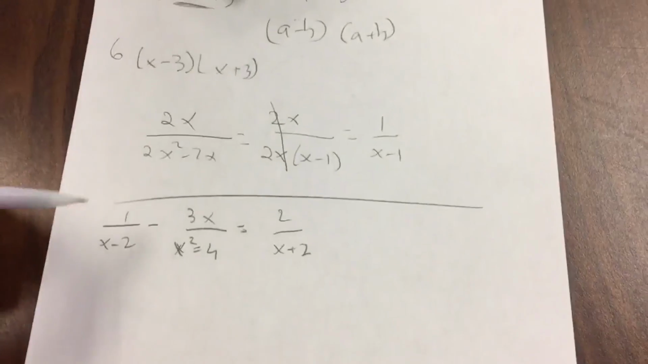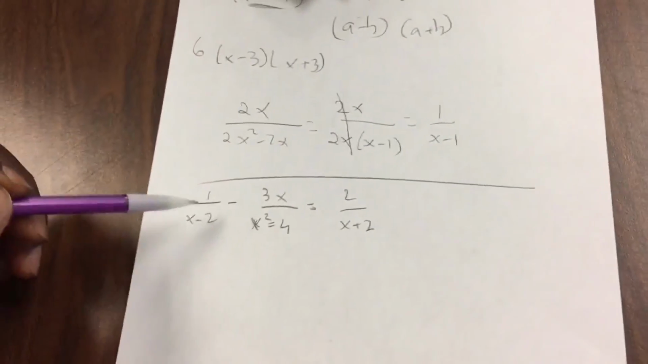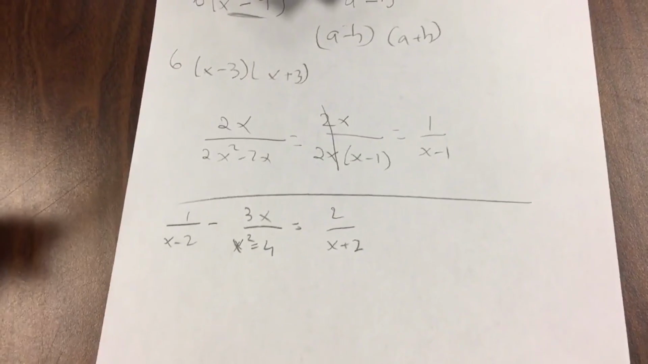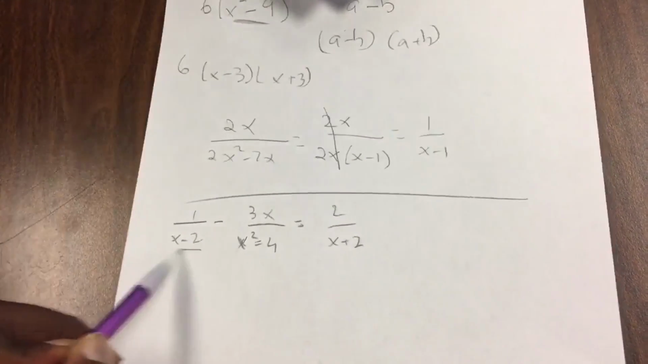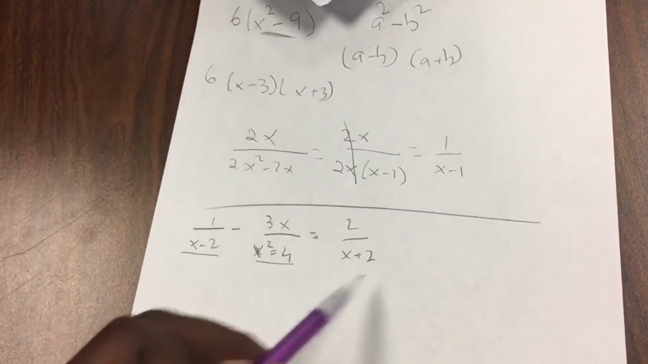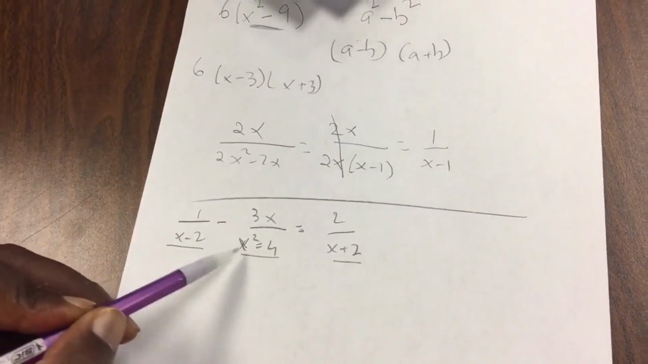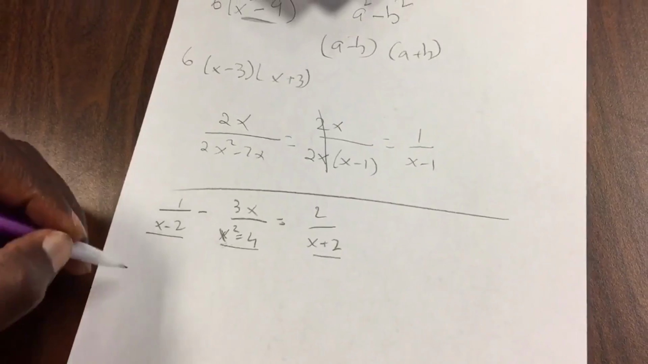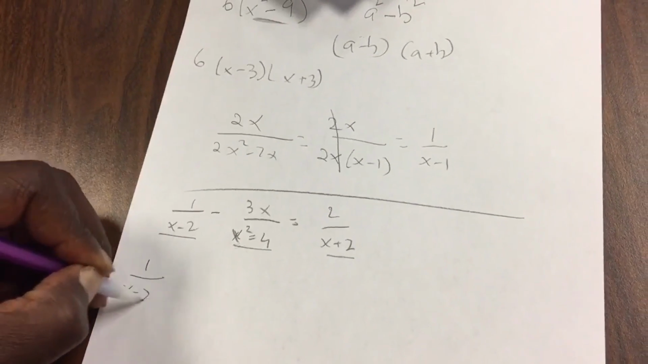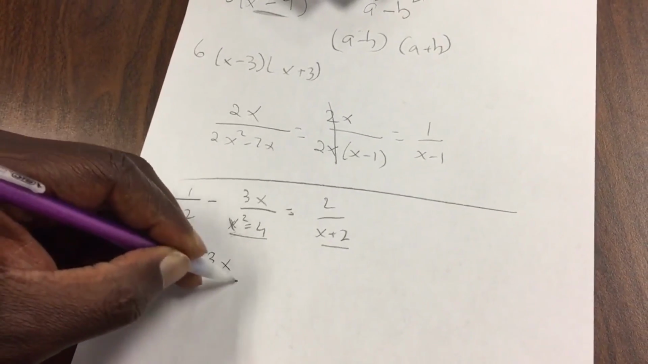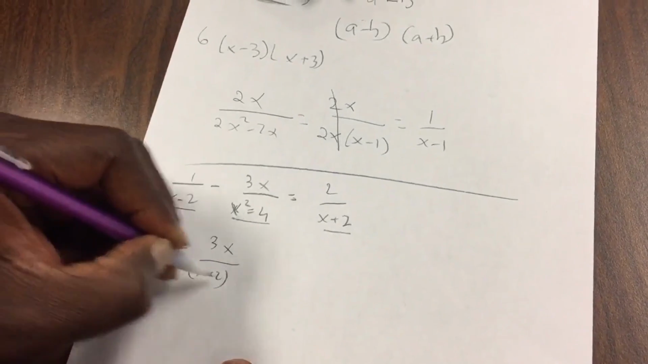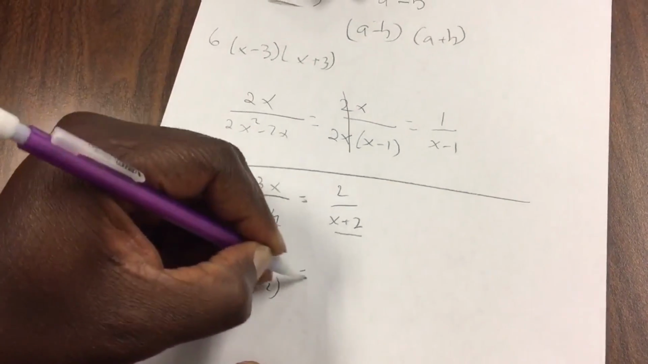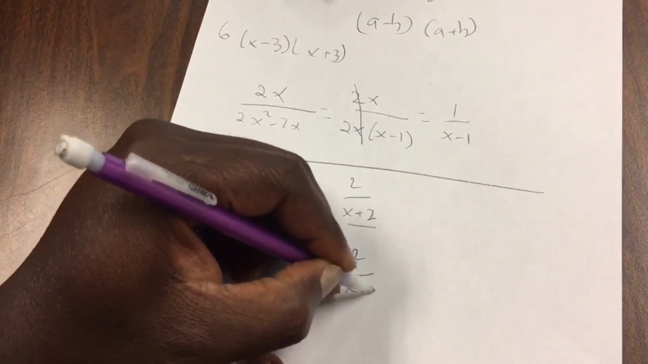Yep. So the next thing is we're trying to solve this equation. So now we are doing factoring, right? This is what we're doing. So therefore, I'm going to look at this: x minus 2, x squared minus 4, and then x plus 2, right? Now, I recognize something here. This is the difference of two squares. So I'm going to rewrite this operation as 1 over x minus 2, minus 3x over x plus 2, x minus 2, equals 2 over x plus 2, right?